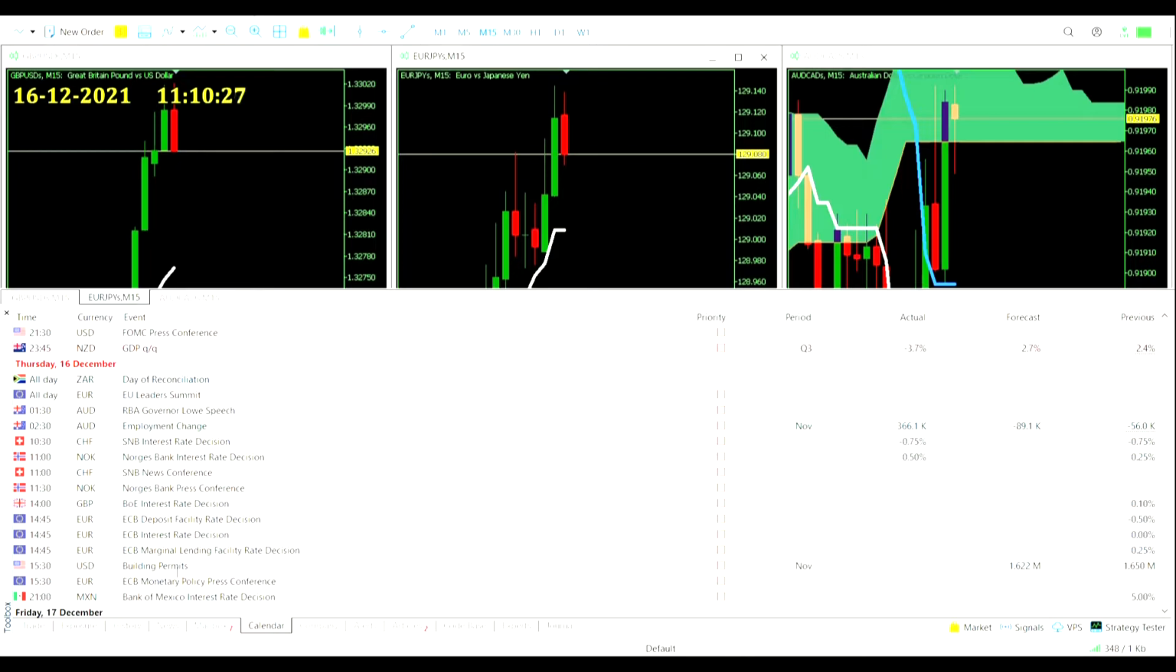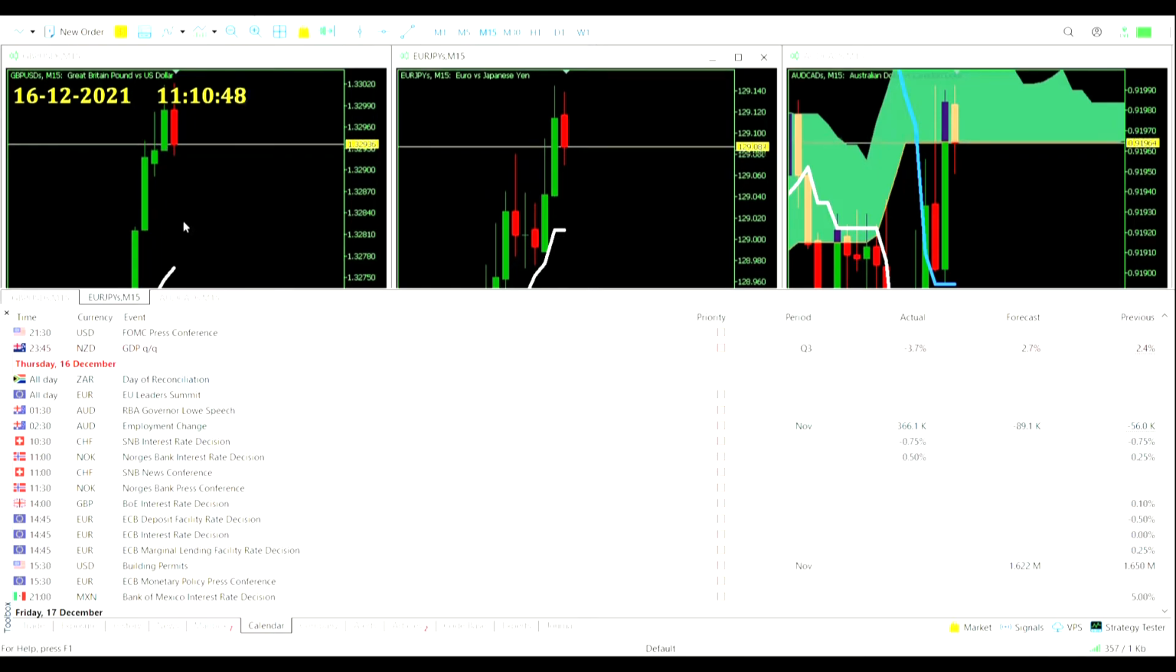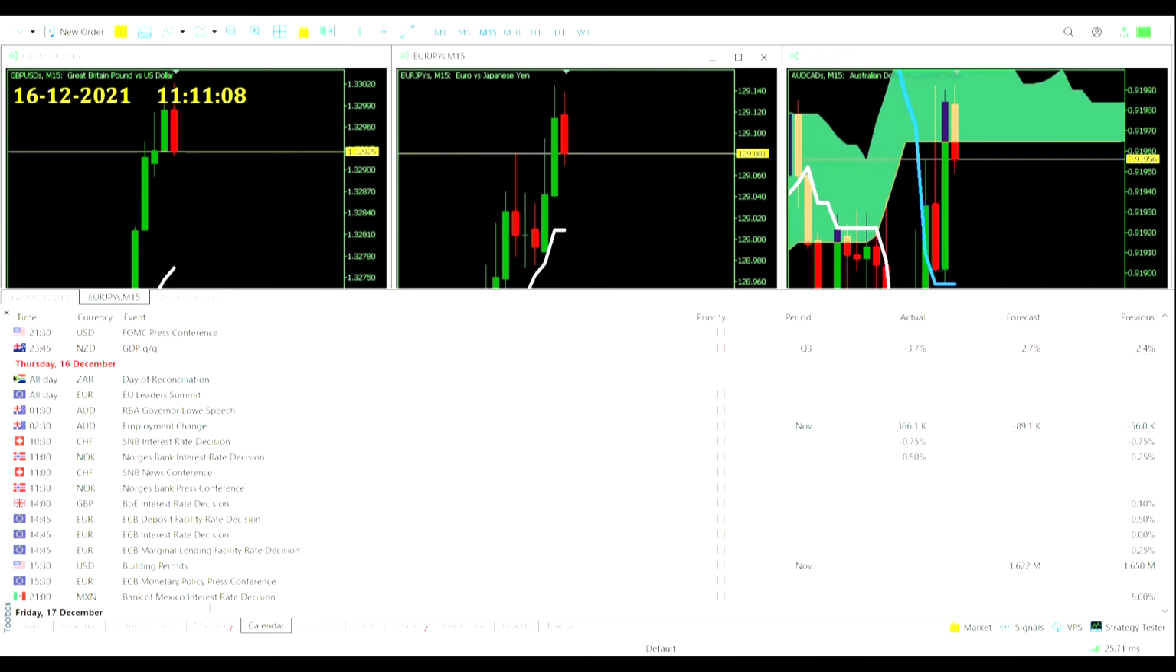And then we have got a 3-star number, building permits from the US dollar at 3:30. Even though it is red listed for its priority, don't think we'll see that in particular drive the charts crazy. It'll be a volatile time of day regardless. And unlikely that we'll be trading at that time, but 9 o'clock, Bank of Mexico interest rate decision. If you are on the peso, watch out for that one.